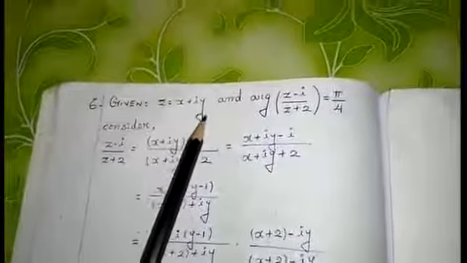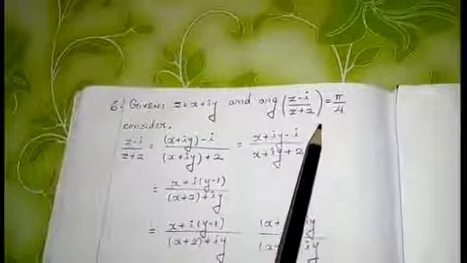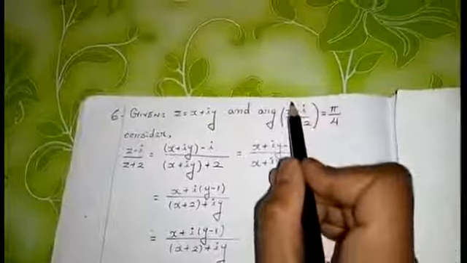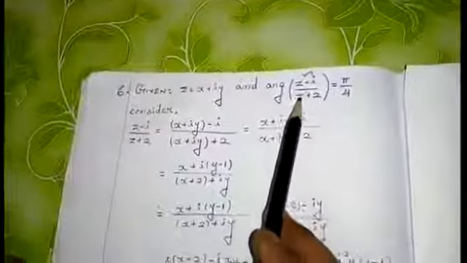Exercise 2.7, sixth sum. They have given you z equal to x plus iy and argument of z minus i divided by z plus 2 equal to pi by 4. Now, first I am going to take the value inside the argument. What is the value given here? z minus i divided by z plus 2.